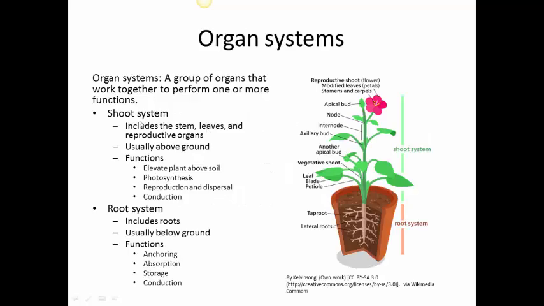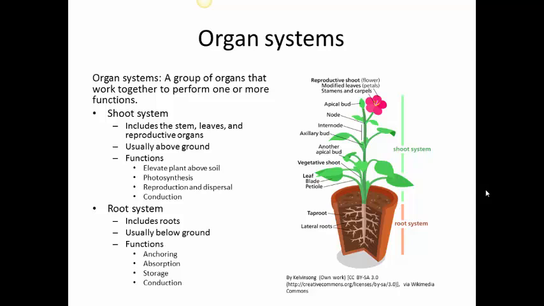The shoot system includes the stem, the leaves, and the above ground reproductive organs, such as flowers. The shoot system, which we see here shown in green, is usually above ground. There are some plants that have underground stems. So a potato is an example of an underground stem. Ferns have rhizomes, which are underground stems, but normally you can identify the shoot system pretty easily because it's the parts of the plants that are above the ground.